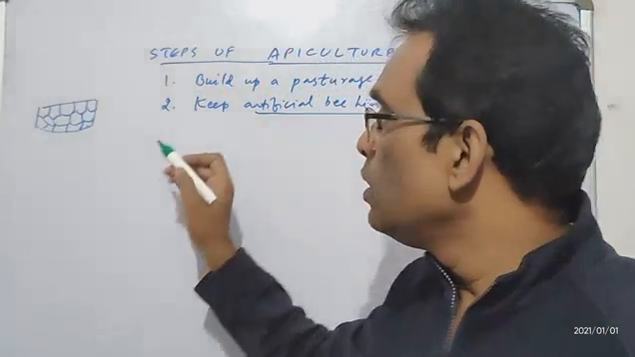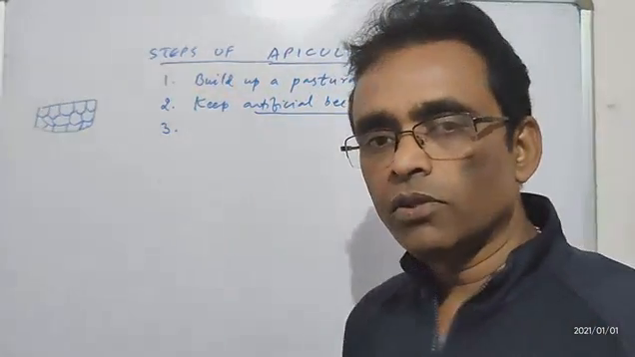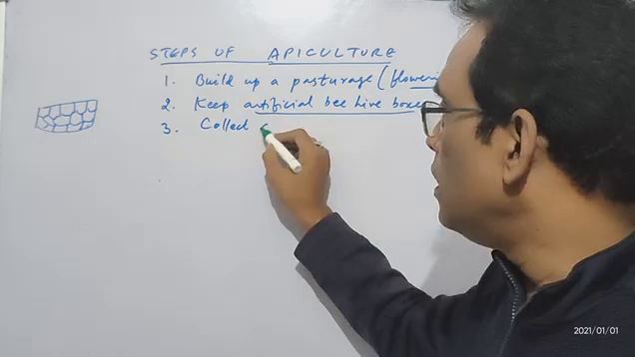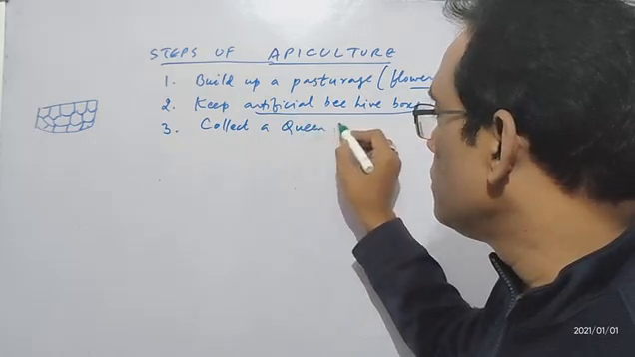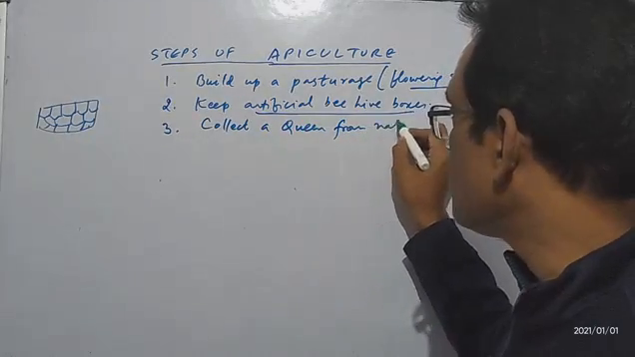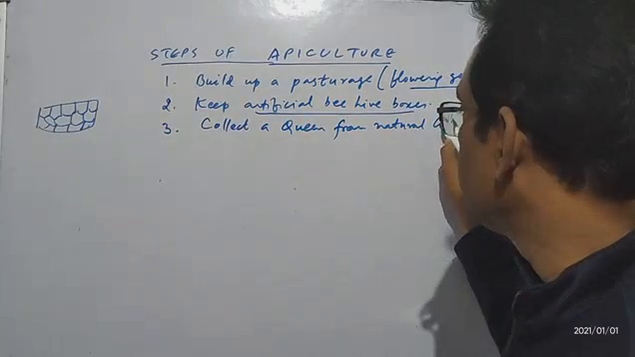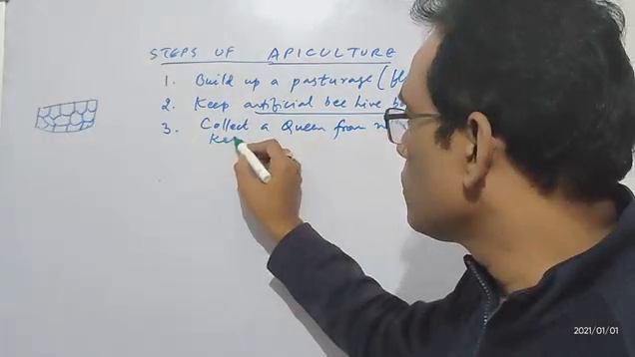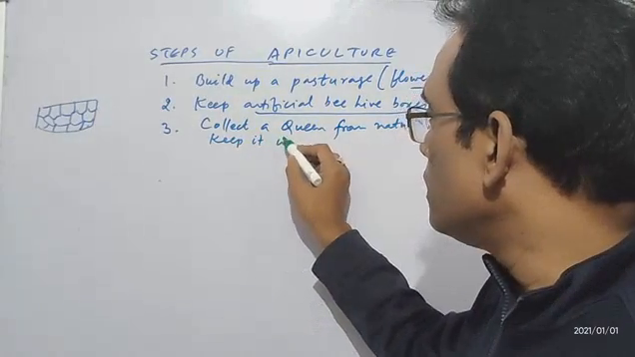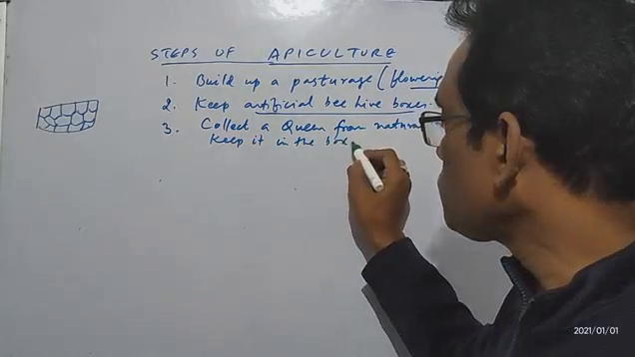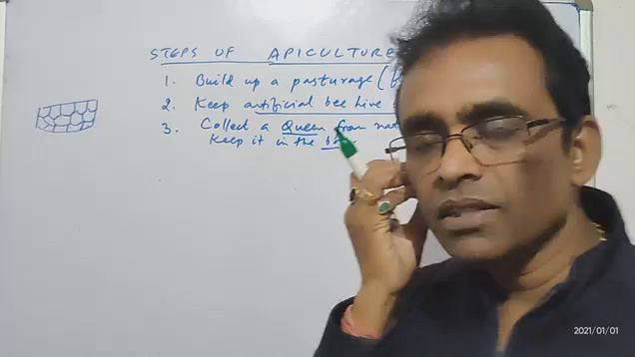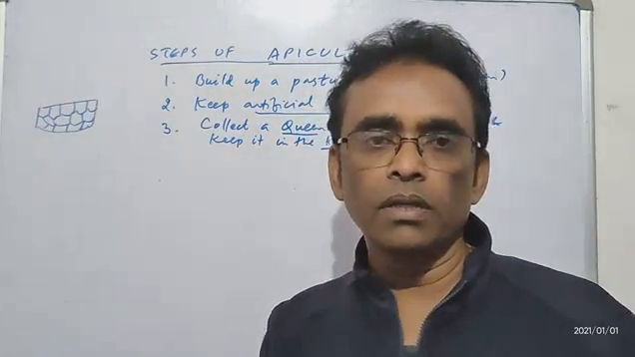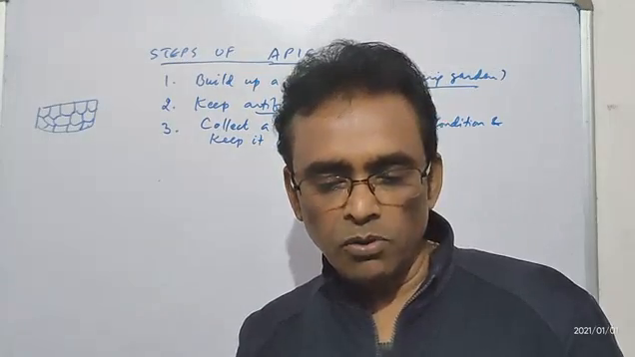You can buy it. The only disturbing thing that you need to do is collect a queen from natural condition and keep it in the box. Now queen is easily noticeable. I mean, this is the largest bee in the total family. ये एक सबसे important काम है जो आपको करना पड़ता है.